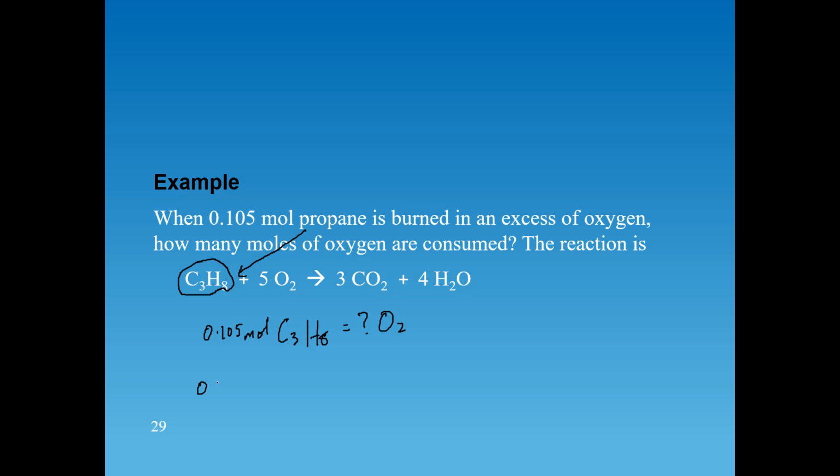So basically we start off with what we're given. And then we multiply by the appropriate conversion factor, which in this case will be 1 mole of propane below, and based on the coefficient for oxygen, you're going to have 5 moles of oxygen above. And we work this out.